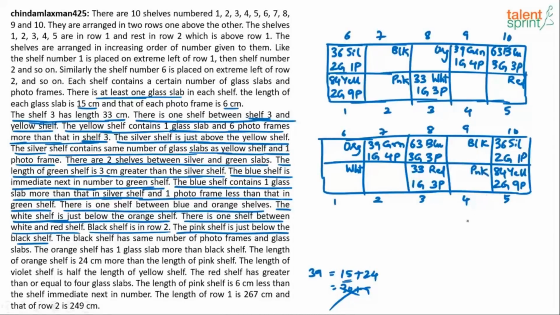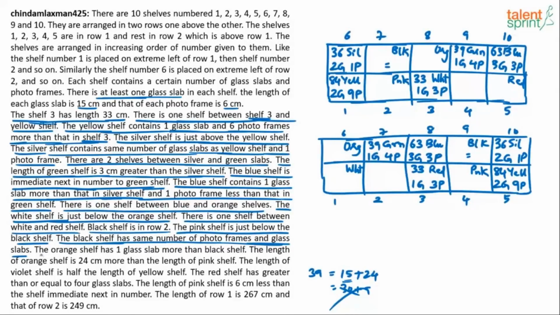The black shelf has the same number of photo frames and glass slabs. Meaning, if there is one glass slab, there will be one photo frame. If there are 2 glass slabs, there will be 2 photo frames and so on. So how do I note it? For my understanding, I'll put an equal to here. My logic is the numbers are equal, glass slabs and photo frames. This is how you should be able to represent it pictorially, so that you don't read the statements again and again. Now I'm clear. In my head, this equal to means the number of glass slabs and photo frames are equal in the black shelf.